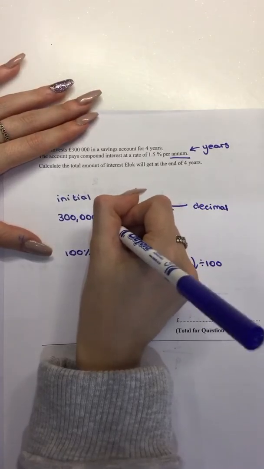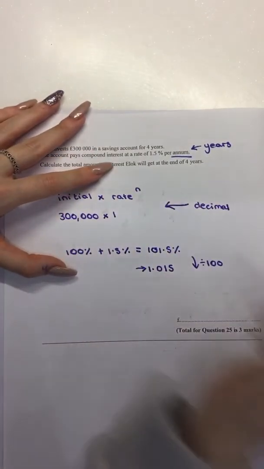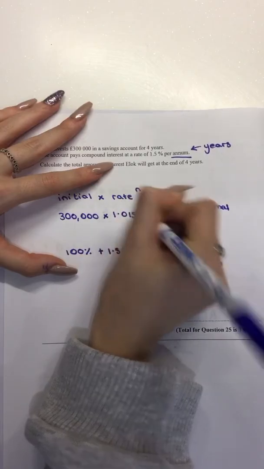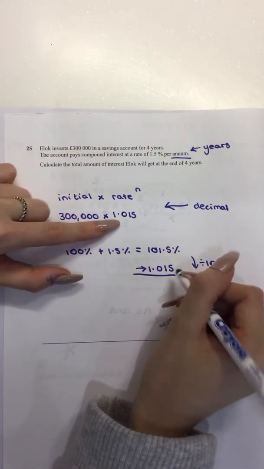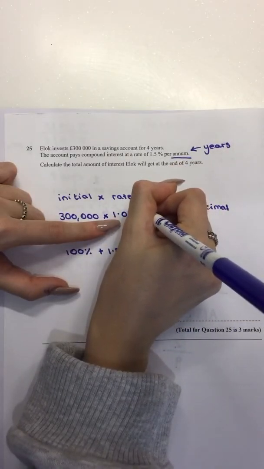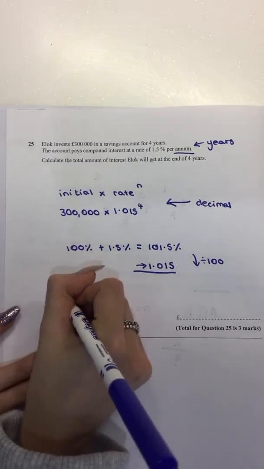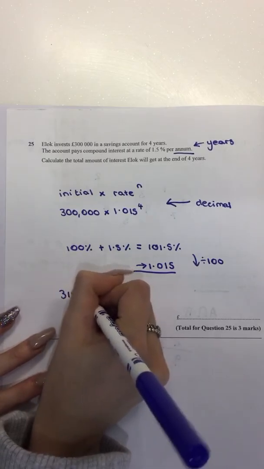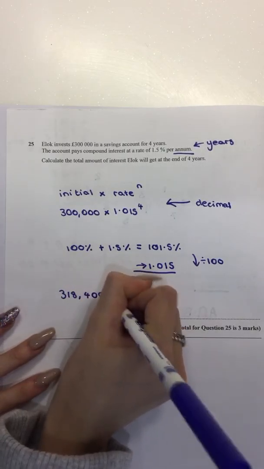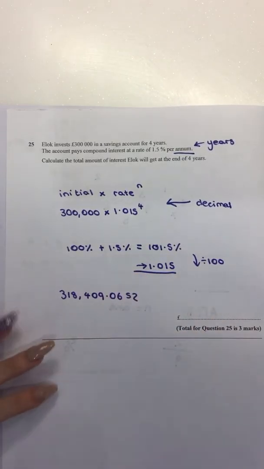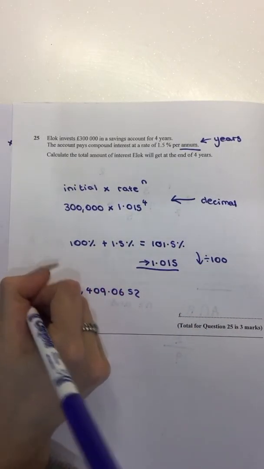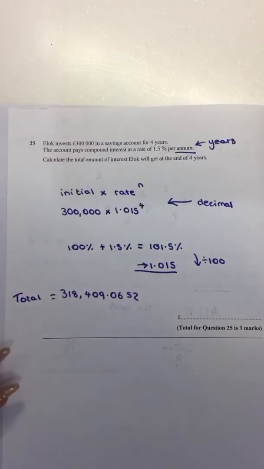So we do 3,000 and we can put that into the equation times 1.015, because we just put that up here. And our power is 4. Now we're going to type that onto our calculators, times by 1.015 to the power of 4, which gives us 318,409.